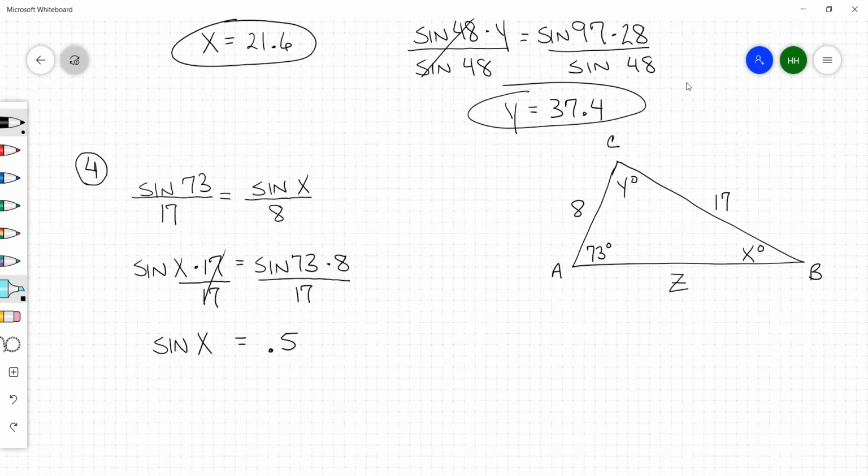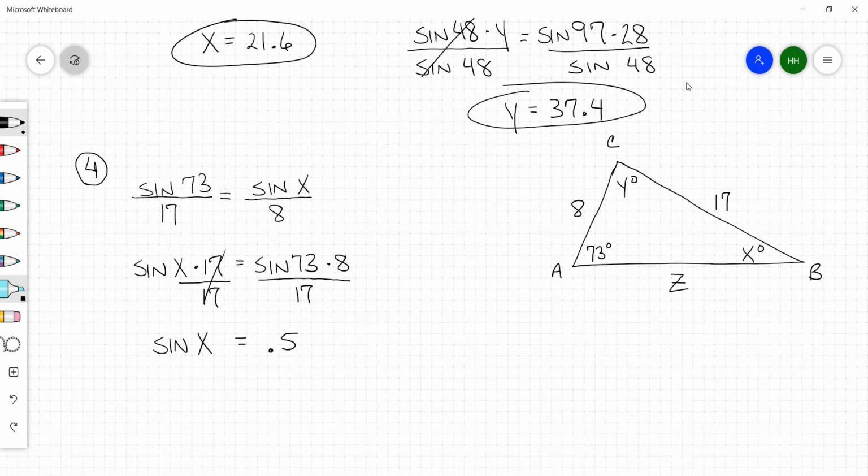Law of cosines you can use with 2 sides and an included angle. You don't have, this angle C would be the included angle. All right? In this problem, to use law of cosines, you either needed angle C or you needed the value of Z. 2 sides and an included angle.